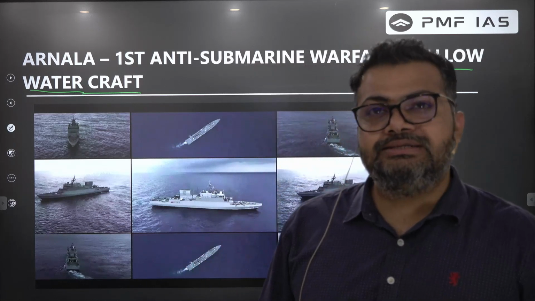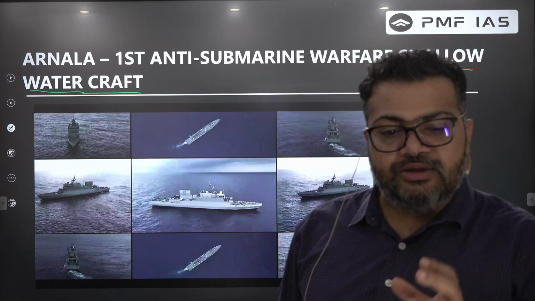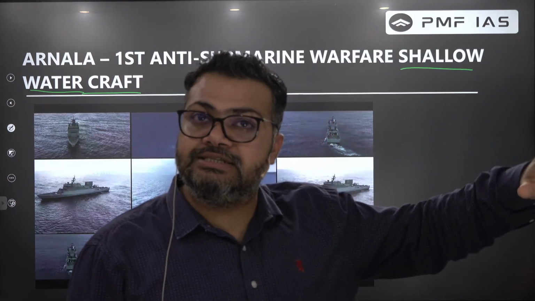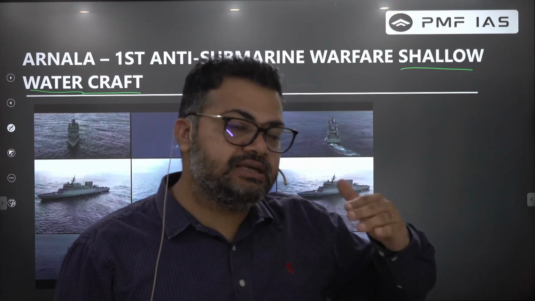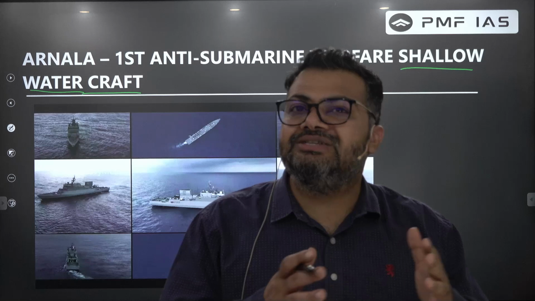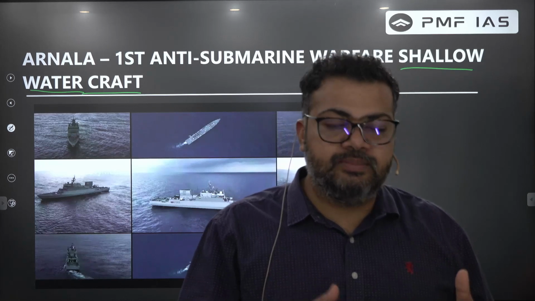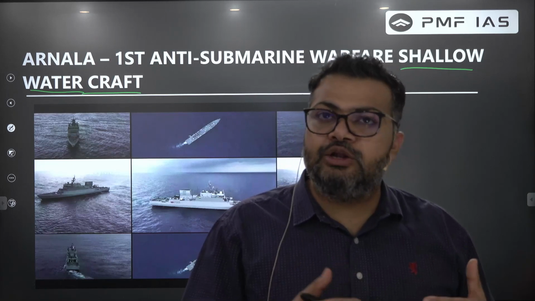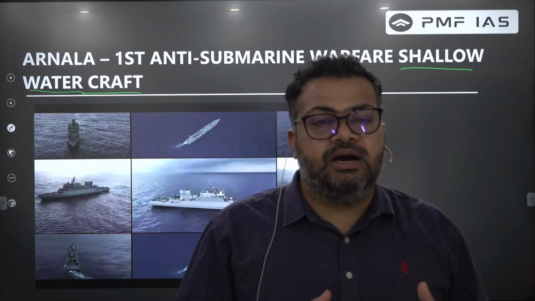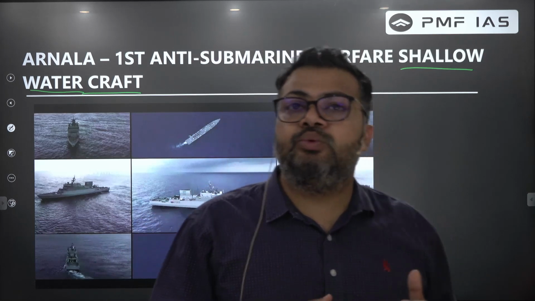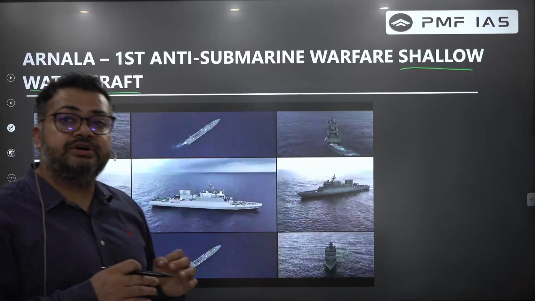Now guys, you all understand that when you talk about Navy, we normally identify Navy as blue water and brown water Navy. Blue water Navy is supposed to be the one which is very capable on the high seas, and brown water Navy is considered to be capable in the territorial waters which are close to the shore. So when an enemy submarine comes very close into the shallow waters of India, then most of our large ships struggle to neutralize the submarine. That is where we require shallow water crafts, and Arnala is the first anti-submarine.